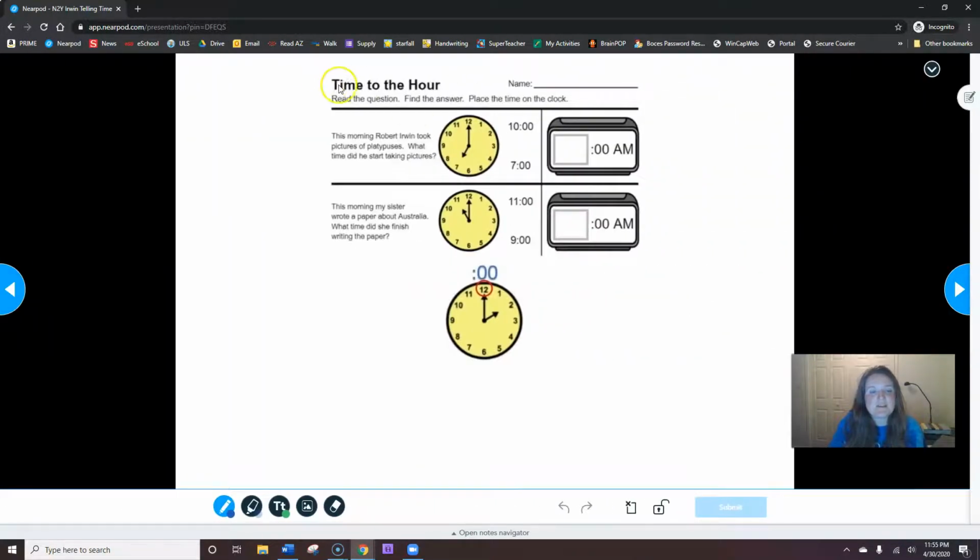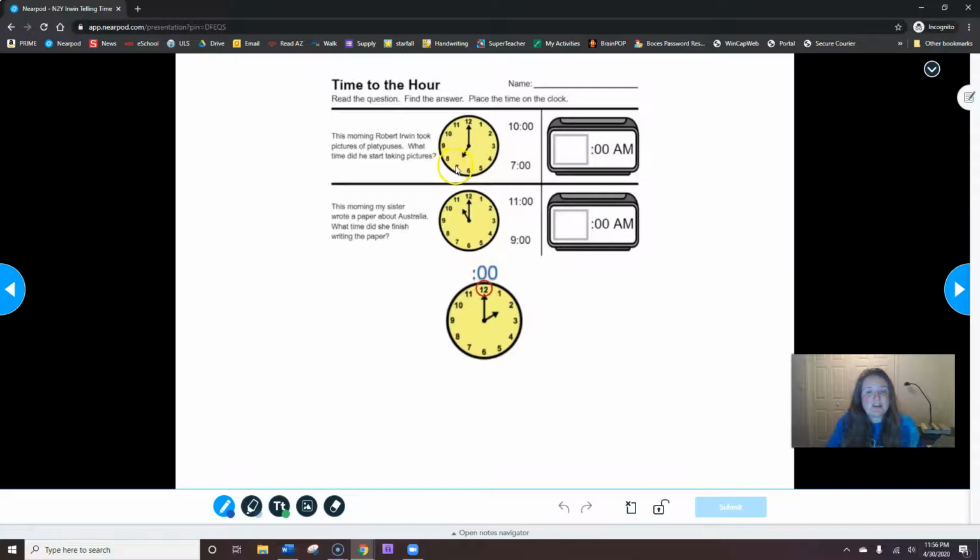Okay, so the first one is tell time to the hour. Read the question, find the answer, place the time on the clock. This morning, Robert Irwin took pictures of platypuses. What time did he start taking pictures? All of these answers have 00 or o'clock. All of the digital clocks also have 00 for o'clock.